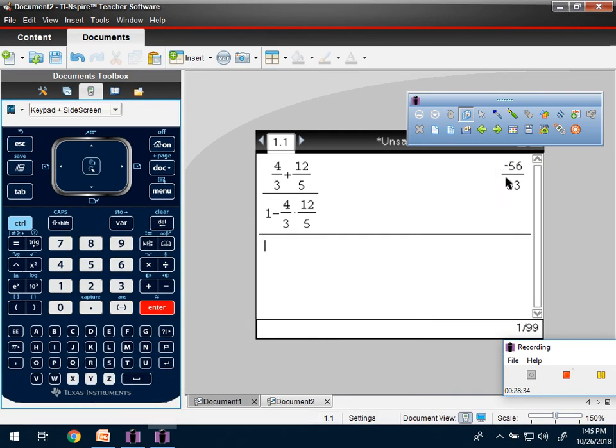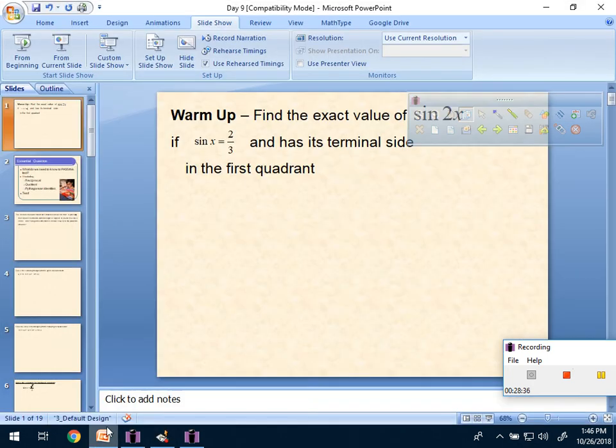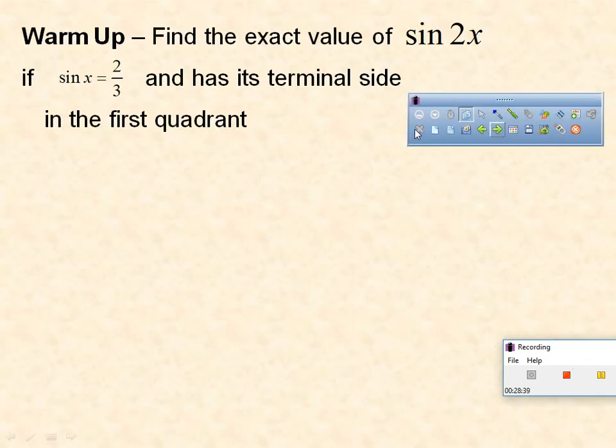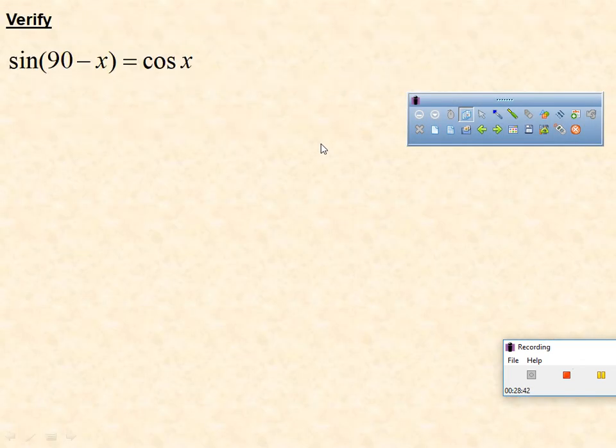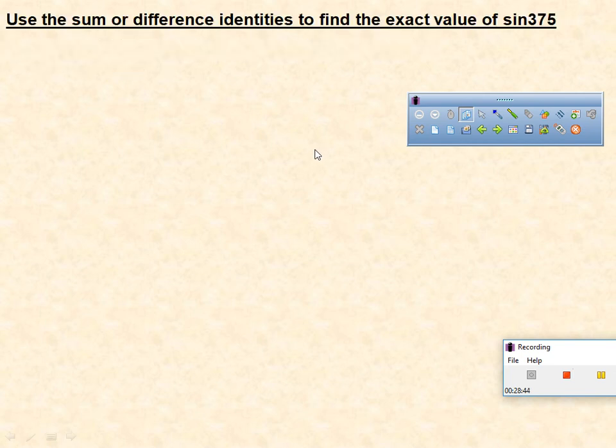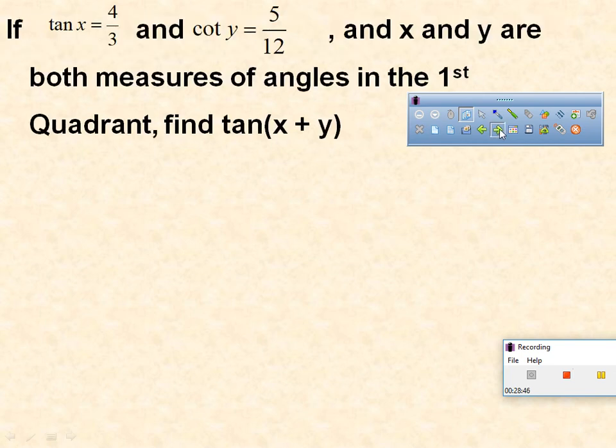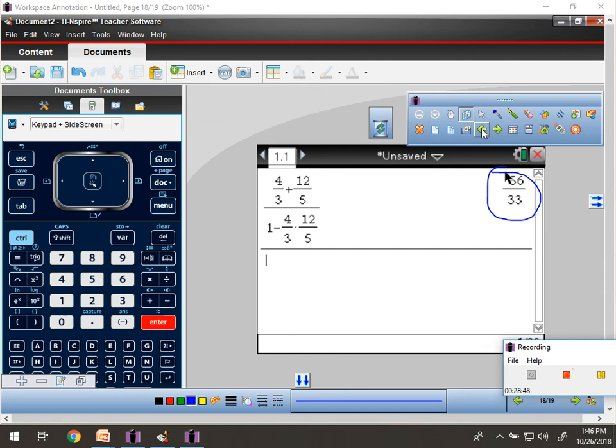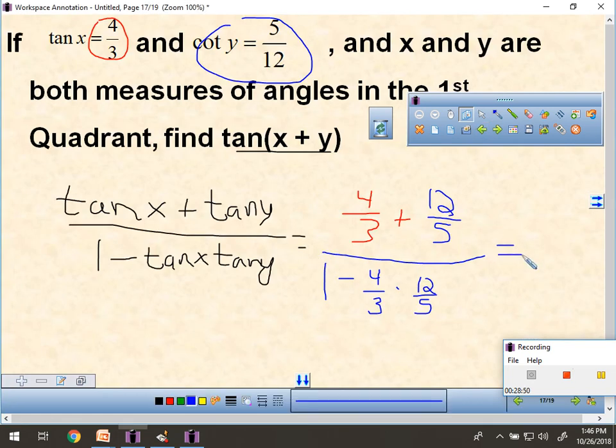It's negative 56 over 33. Let me go back to it. So it's negative 56 over 33. Negative 56 over 33. So this problem would be negative 56 over 33, and that would be the answer for that problem.